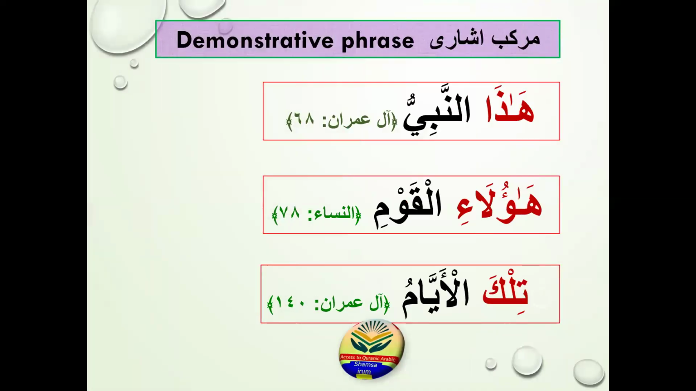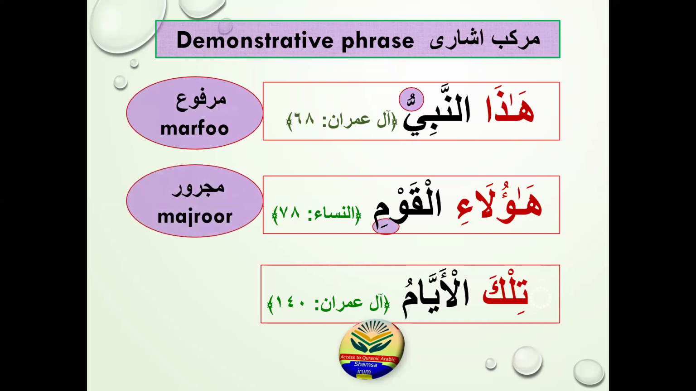Do practice with me. What is the Arab for the first one? Hazan Nabiyyu. You have to check the Arab here. Hazan Nabiyyu ends on dhamma, so it means it is marfu. This murakkab is marfu because the musharun ilayh tells us that it is marfu. And the second one is majroor. Al-qawmi is majroor because musharun ilayh ends on kasra, so it means the whole murakkab is majroor here.